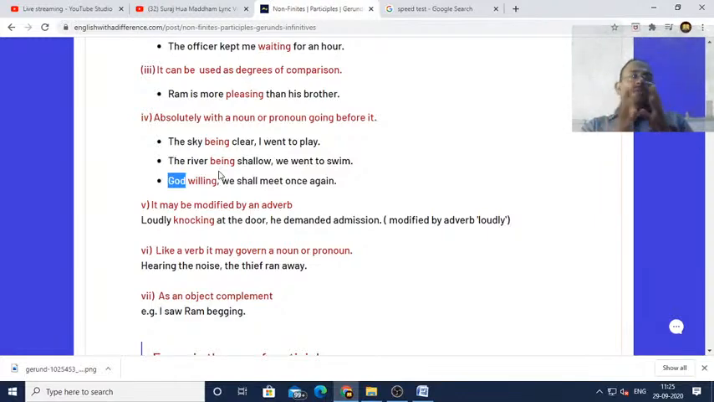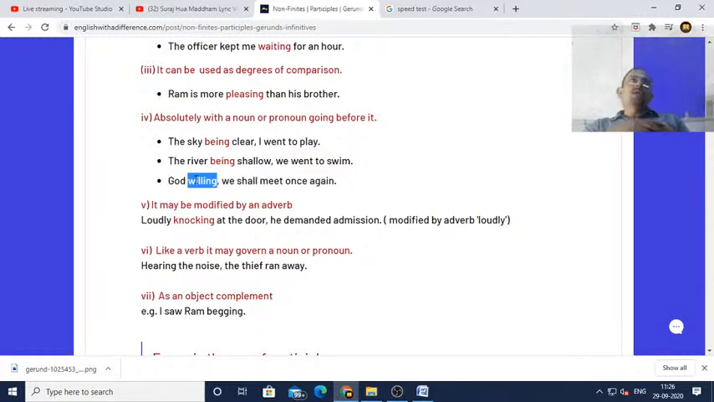In the above three examples you have seen that the present participle is used absolutely with a noun, in the sense that whenever an ing present participle is used after the noun, it is used absolutely. The river being shallow: the present participle is used after river, after the noun, therefore it is used absolutely. And again, God willing: willing is a present participle used immediately after the noun, so it is also used absolutely.